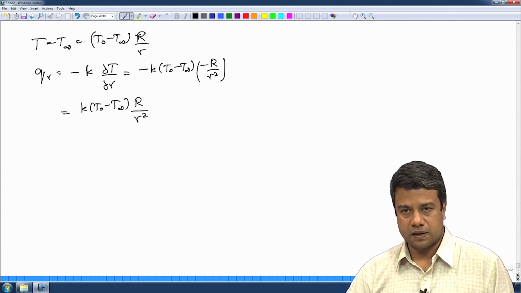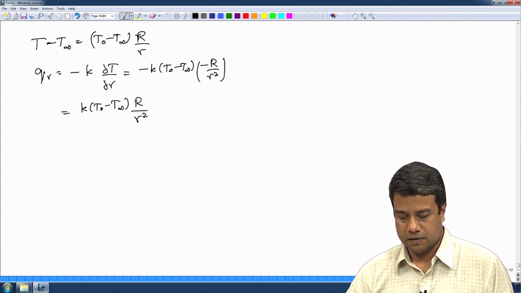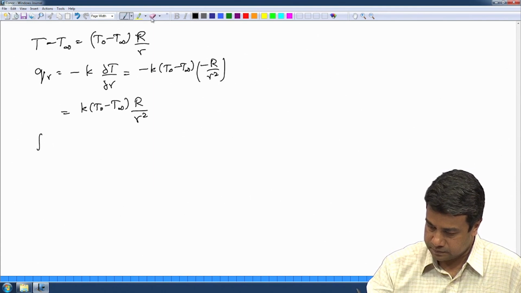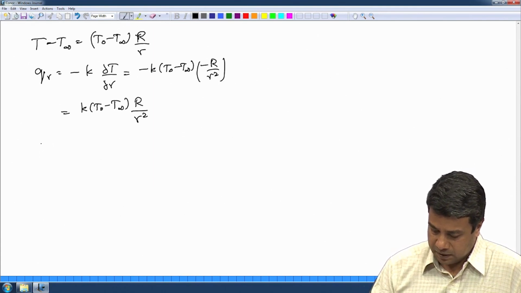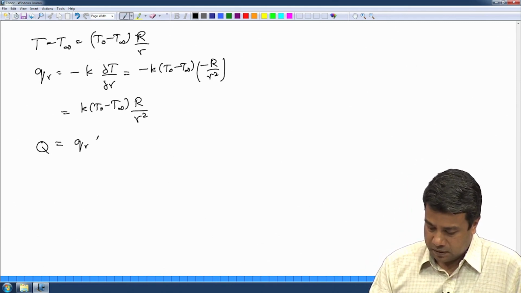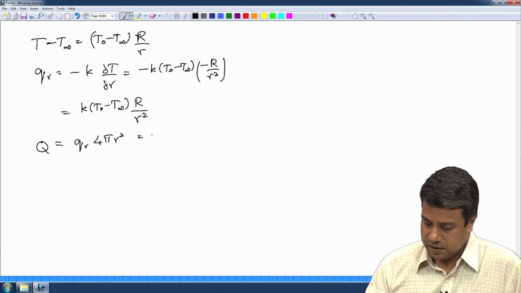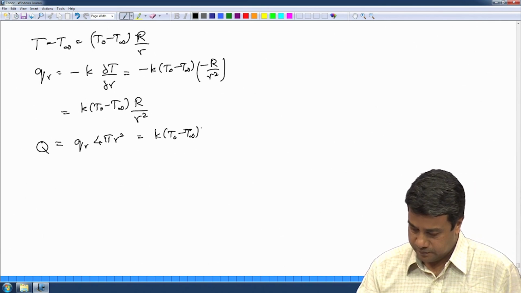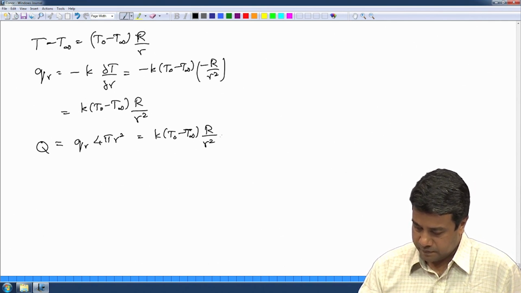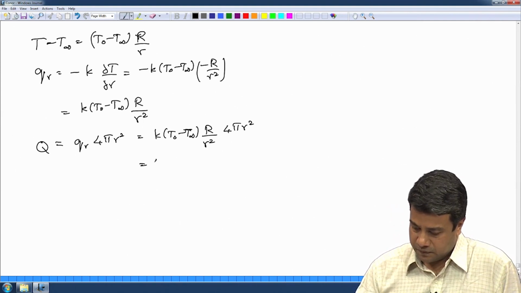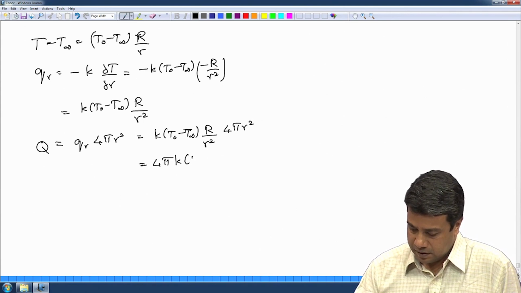The total heat transported per unit time, the flux times the surface area, is going to be equal to q_r into 4 pi r square, which will be equal to K into T naught minus T infinity into R by r square into 4 pi r square, which is equal to 4 pi K into T naught minus T infinity into R.